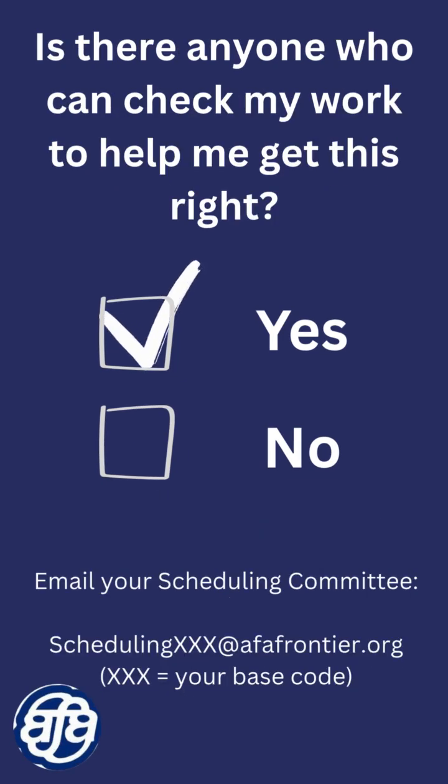Is there anyone that can check my work and help me get this right? The answer is yes. This is what your scheduling committee is here to do. We know that unstacking is very confusing and we are here to help. You can always email us at scheduling DEN, or scheduling TPA, or even scheduling LAS. Whatever your 3-character base code is, it's scheduling at afafrontier.org. We are here to help you and make sure you feel confident in your bidding efforts.